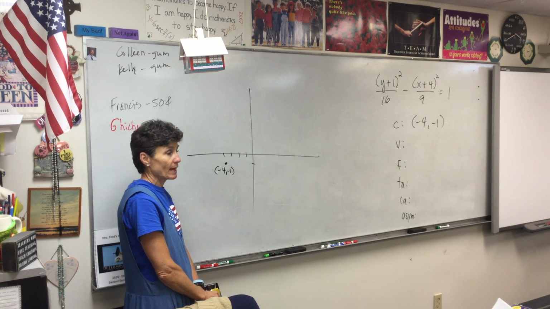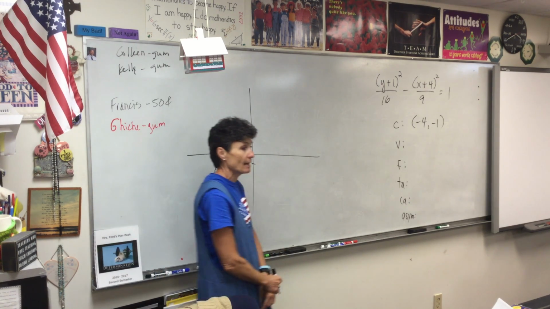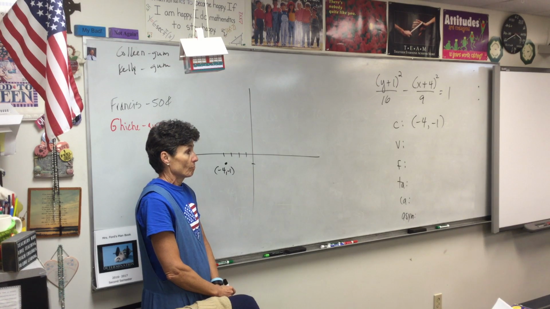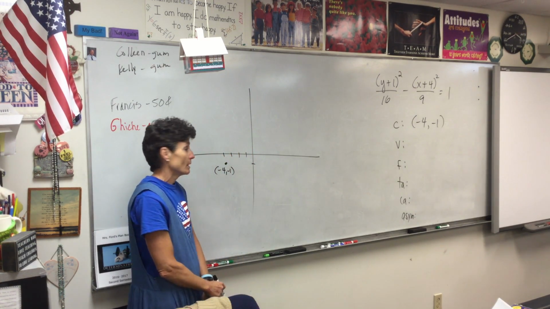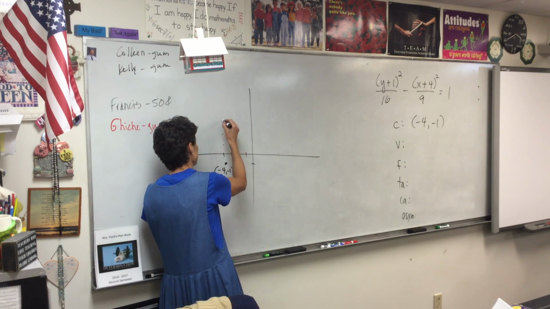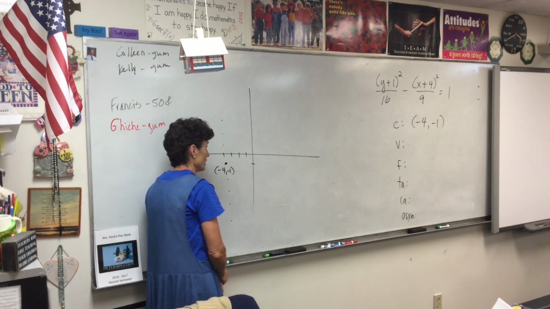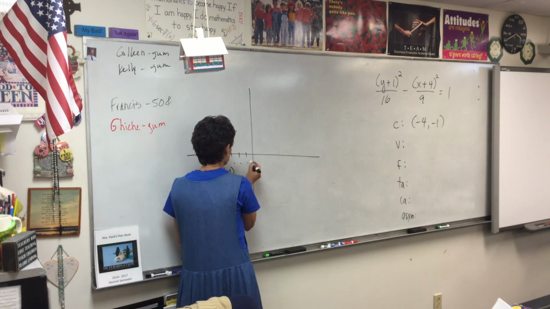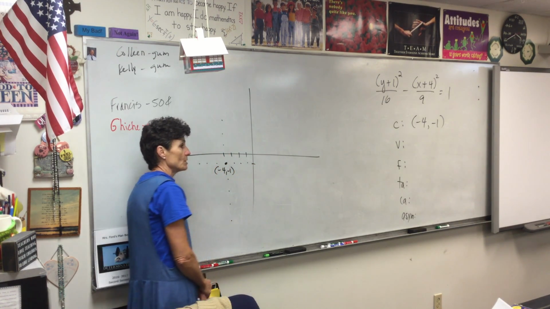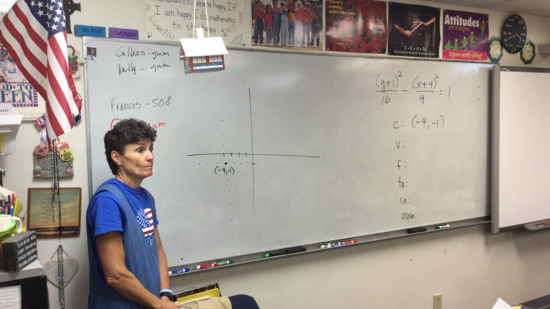Now what do you do? So you got that done. That's the center. Good. Now what? Let's start counting. What does that 16 tell me to do? Up 4. So 1, 2, 3, 4. What about the 9? 3 across. 1, 2, 3. Now, do I connect those with an oval?